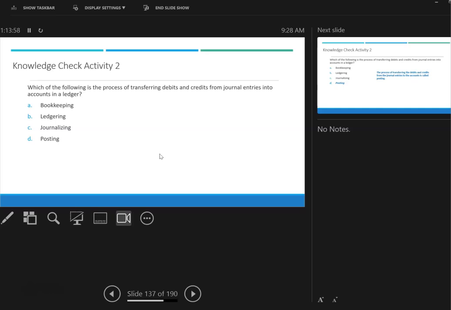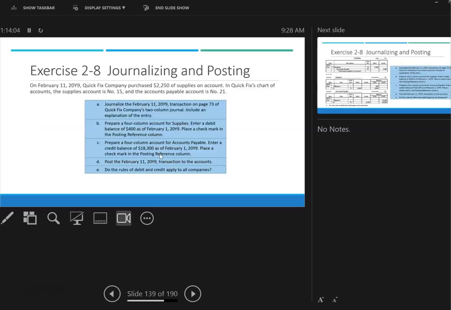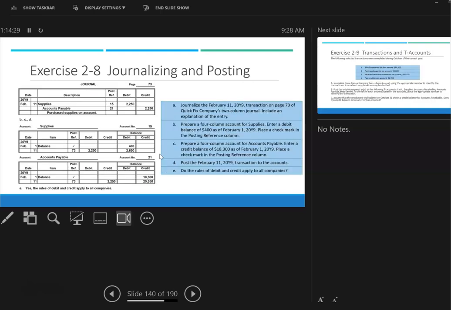Which of the following is the process of transferring debits and credits from journal entries into accounts in a ledger? Posting. Now, I'm going to let this skip because we have so much more to cover, guys. So know that it's giving you an example here. There was a company that purchased $2,250 of supplies on account. And basically what they want us to do is show how this process occurs.